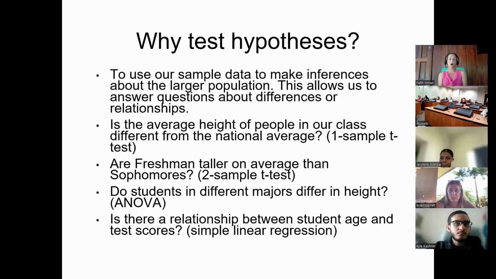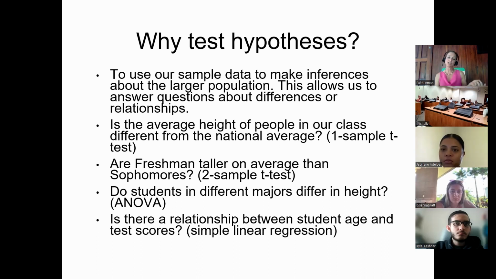Or we might want to know, are freshmen taller on average than sophomores? Maybe the younger generation is getting taller. That would be a two-sample t-test because now we have two samples, two means. Or we might want to know, do students in different majors differ in height? That would be an ANOVA because now we have several different groups. I think our class has 4 majors.